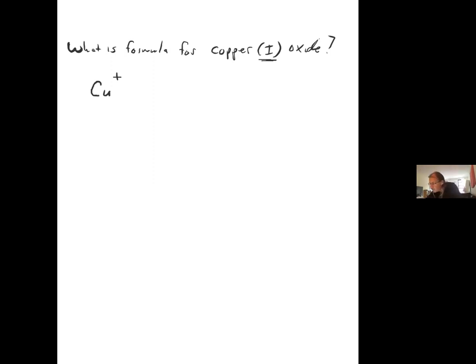Okay. Now you say, well, what's oxide? Oh, I know what oxide is. Oxide is oxygen, right? And that's in group 6A. The charge of any ion in group 6A is -2. So you now have O2-. Okay. Now comes the part where we draw the formula. What is the chemical formula for copper 1 oxide?